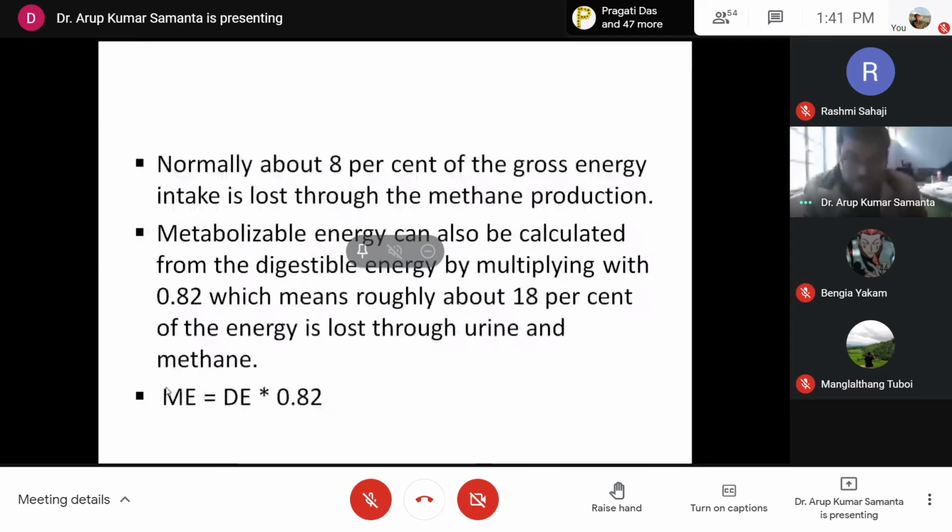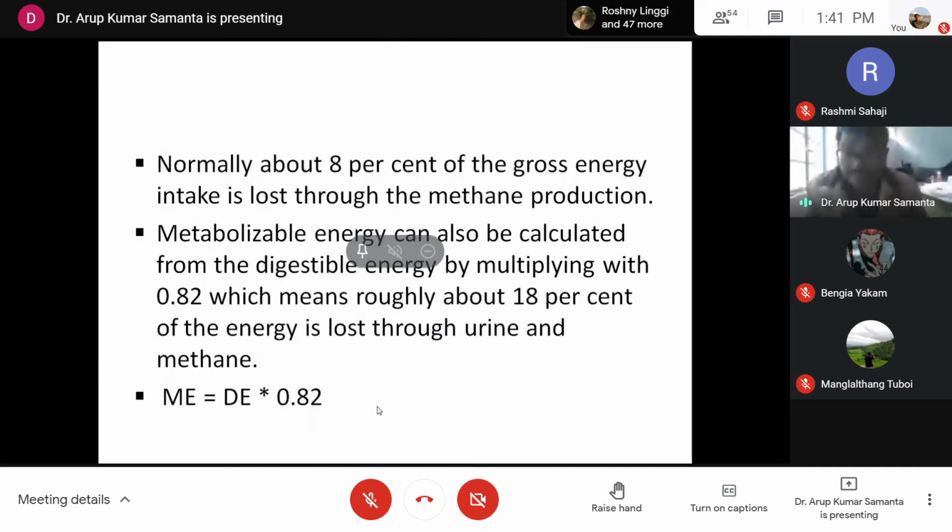That means, suppose someone has offered 100 kilocalorie digestible energy. 100 kilocalorie multiplied by 0.82, that means 82 kilocalorie would be the metabolizable energy. Why is 0.82 or 82% considered? Because 18% or 0.18 is already lost through urine and methane.